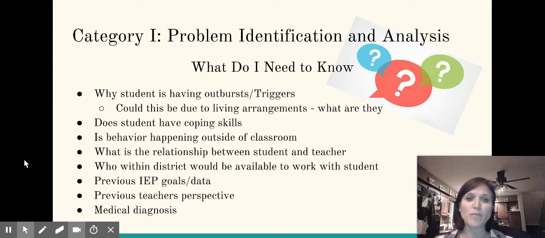Who within the district would be available to work with the student? What other resources can you pull in? Is there a teacher that he might identify with and have a relationship that might be an incentive for him and his behavior, or someone that he can talk to within the school? What was the previous IEP goal and data? And what were the perspectives of the previous teachers that he has had? How did they handle any behavior? Did he have outbursts like he is having now? And what was that medical diagnosis that would help perhaps understand the situation better?